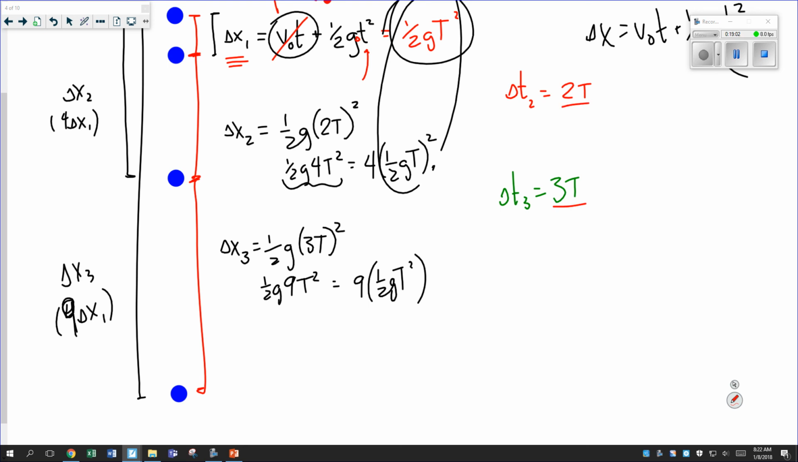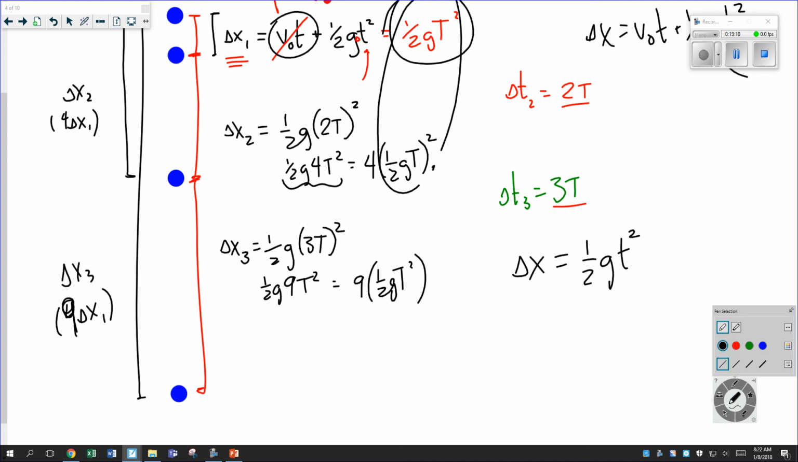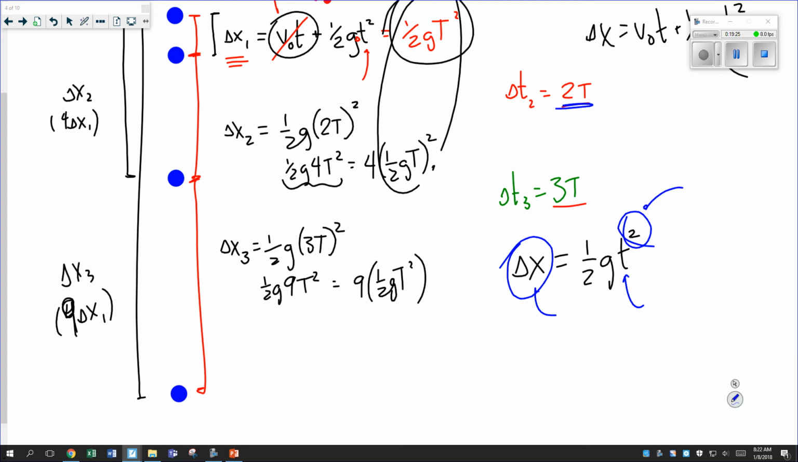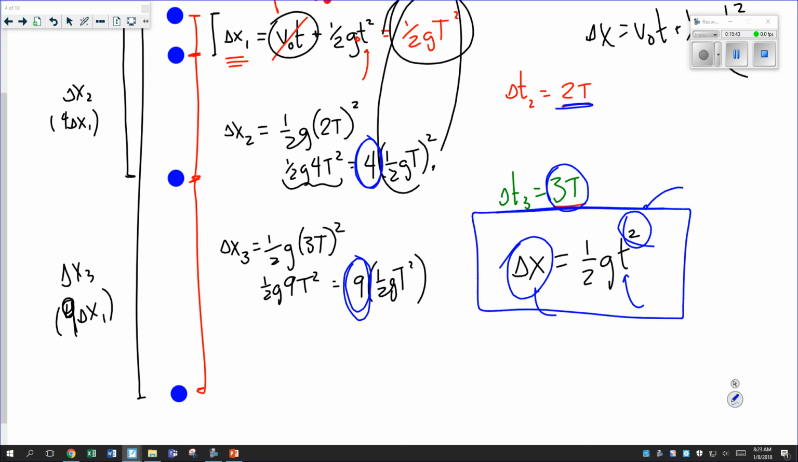All right, and because we know that delta x is 1/2 gt squared, this is a quadratic relationship. So whatever we do to t, we have to do that squared to delta x, which says, notice, if we double the time interval, we double squared the change in position. If we triple the time interval, we triple squared the change in position. That's the nature of this quadratic relationship. And here, for simplicity, we're dropping the v naught t part. We're dropping this first element here because we're just saying, for this case, let's say, dropped from rest. Okay?